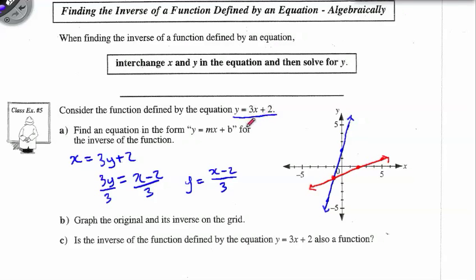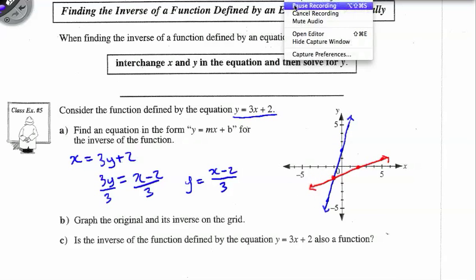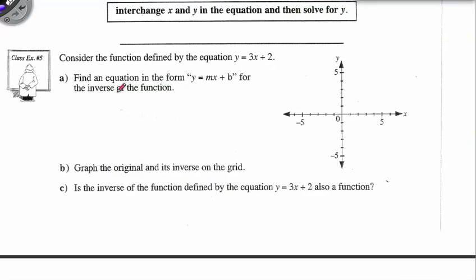So I'm just going to look to see what we want here. Okay, so I'll just pause. Sorry, one thing I didn't do here was to actually answer this question, find an equation for the inverse. Oh, sorry, I did do that, didn't I? Okay, so what was it? It was y equals (x minus 2) over 3, I believe.